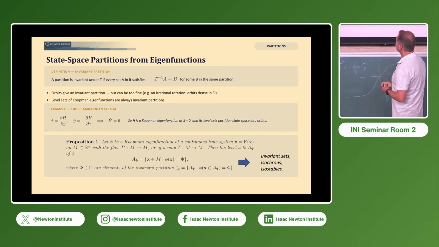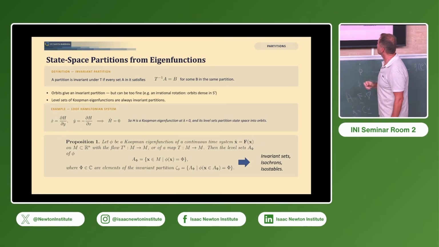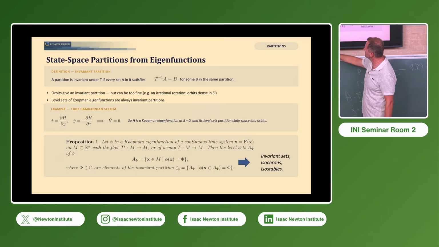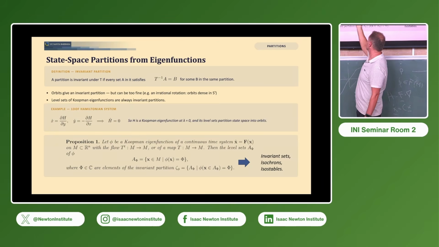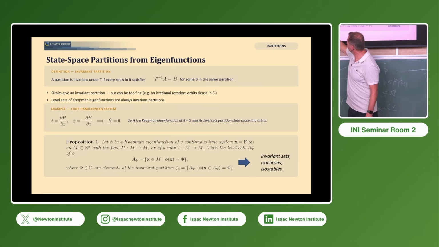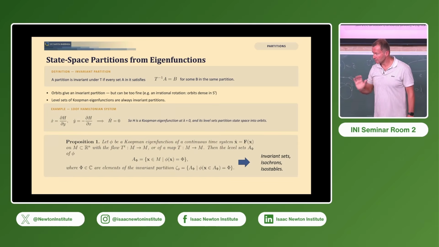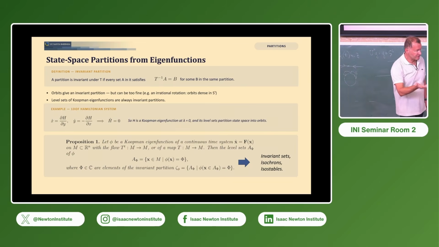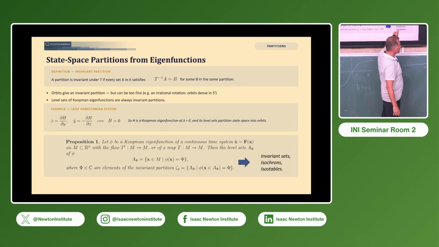And it is an easily proven proposition which says that if phi is any Koopman eigenfunction of a continuous time system, x dot is equal to f of x, with either a flow Tt, or it's an eigenfunction of a map T from M to M, the level sets of that eigenfunction are giving you an invariant partition. Right? So the energy partition is one of those, but there are others, and as you will see, the known concept of isochrones, basically a nonlinear phase in dynamical systems, comes out of a Koopman eigenfunction.